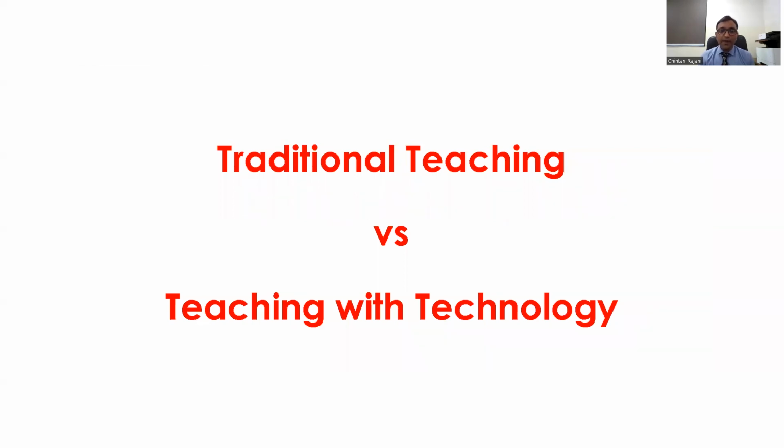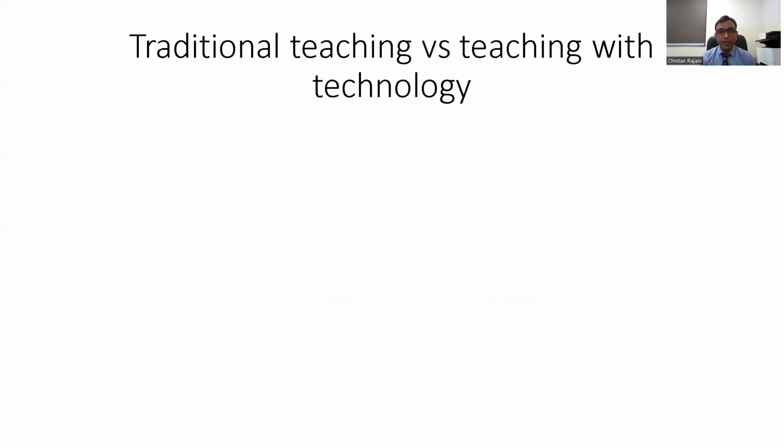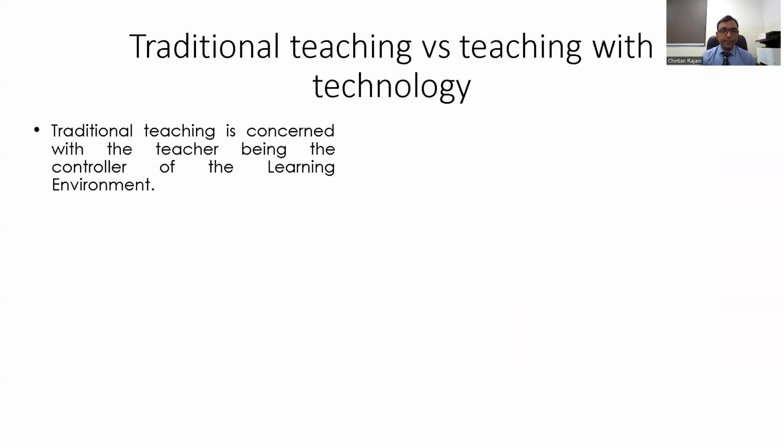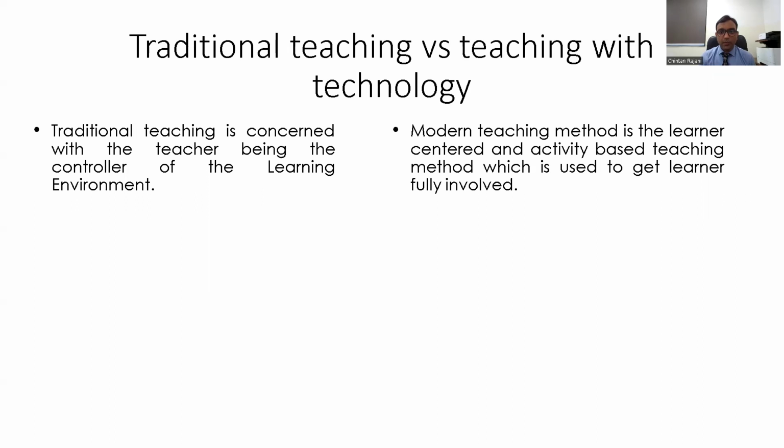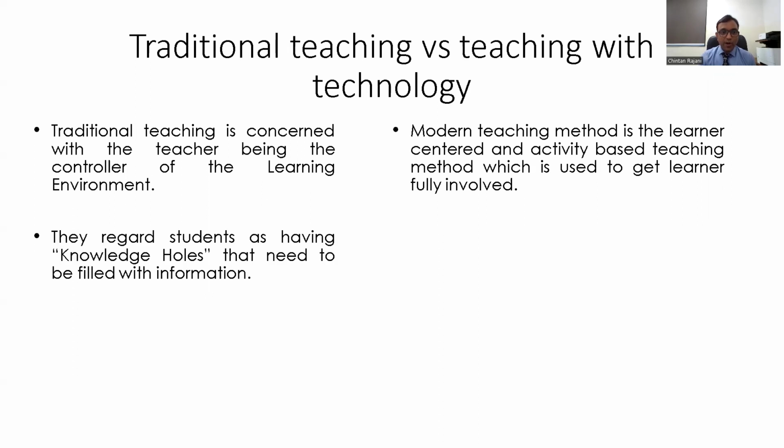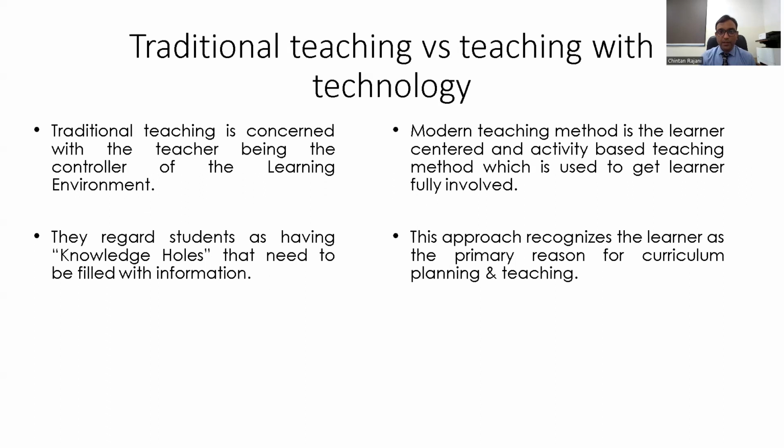To start with, let us compare traditional teaching and teaching with technology. In traditional teaching, the teacher was considered a controller of the learning environment, whereas in modern teaching, it was not teacher centric, it was learner centric, and activity based teaching methods were fully involved to engage the learner. In traditional teaching, the student was regarded as having knowledge holes that need to be filled with information by the teachers. Whereas in teaching with technology, or modern teaching, the learners are of prime importance and they are the prime reason for designing a curriculum or learning experiences.